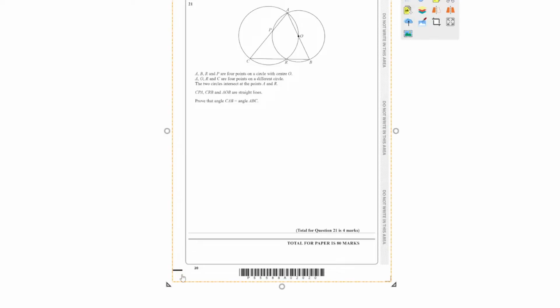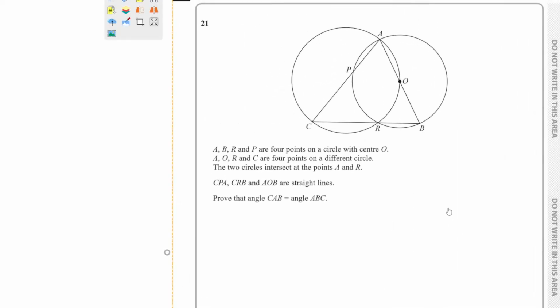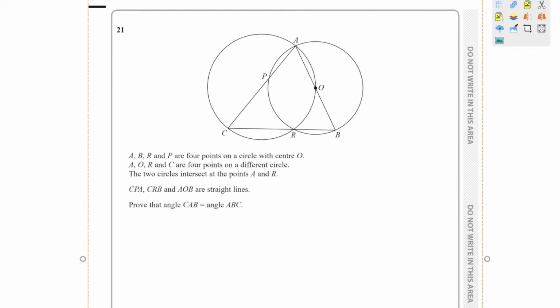And then our last question. I'll have to have a look at this because I haven't prepared this paper ahead of time, so we'll have to figure it out at the same time. So we've got A, B, R, and P are 4 points on a circle with center O. And then A, O, R, and C are 4 points on a different circle. So center O, yeah, okay. The two circles intersect at the points A and R. So A and R, okay. The two circles, yeah, that's what I just read.